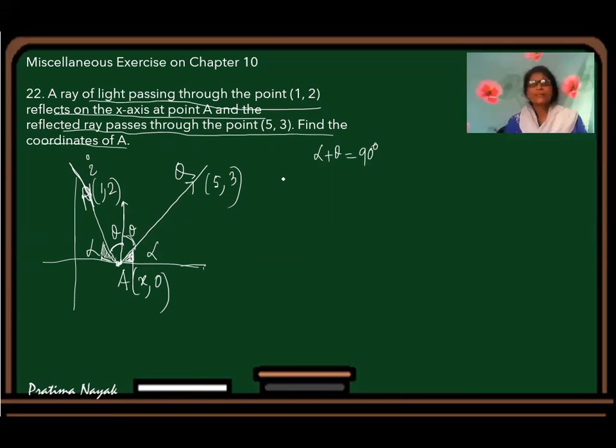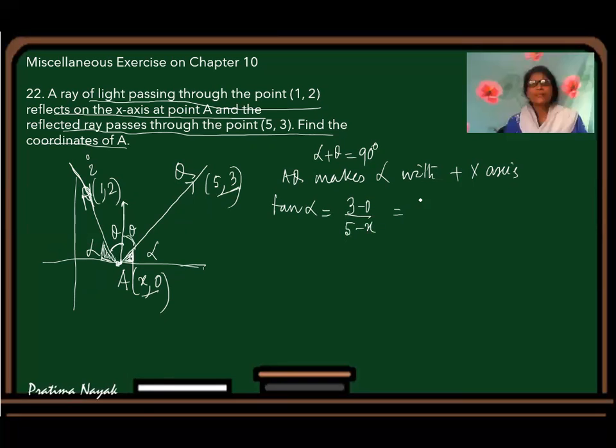Now the ray AQ makes angle alpha with the positive x-axis. I have drawn it. So I can write the slope of this line, tan alpha, is equal to how much? The points are 5, 3 and x, 0. So it will be 3 minus 0 by 5 minus x. It will be 3 by 5 minus x.